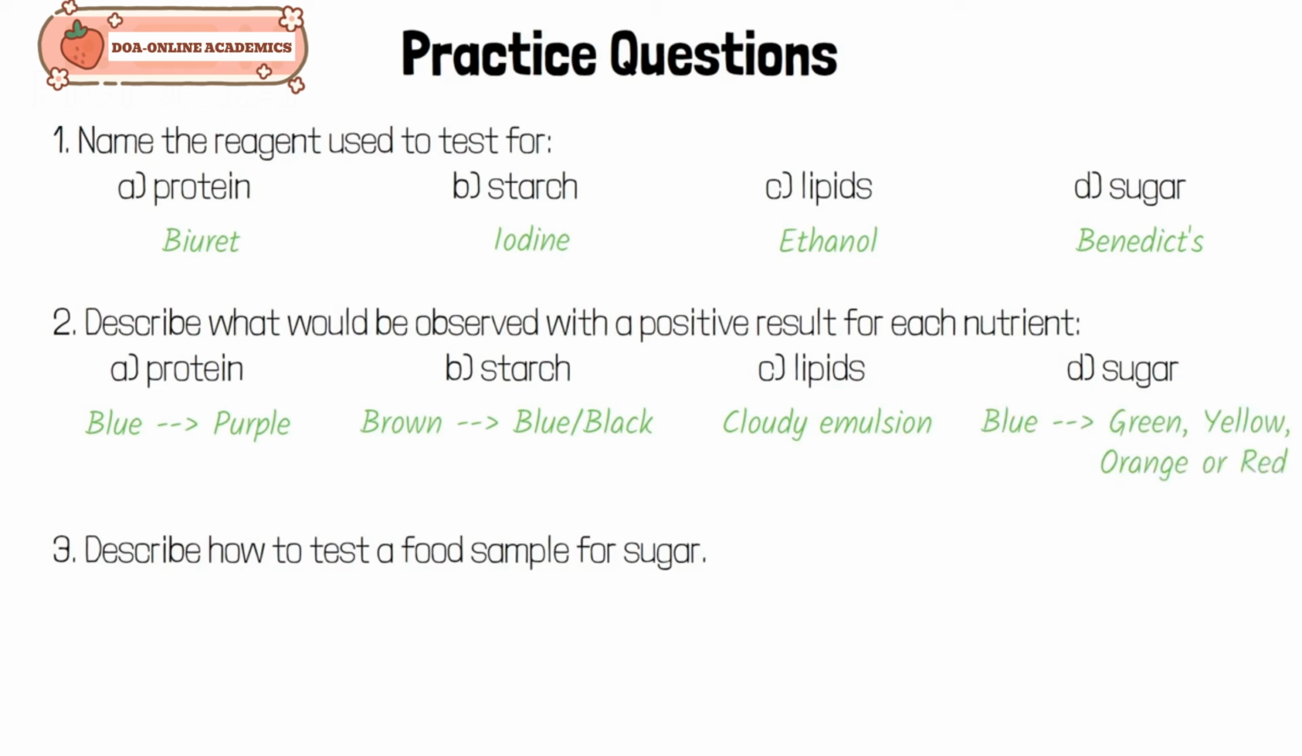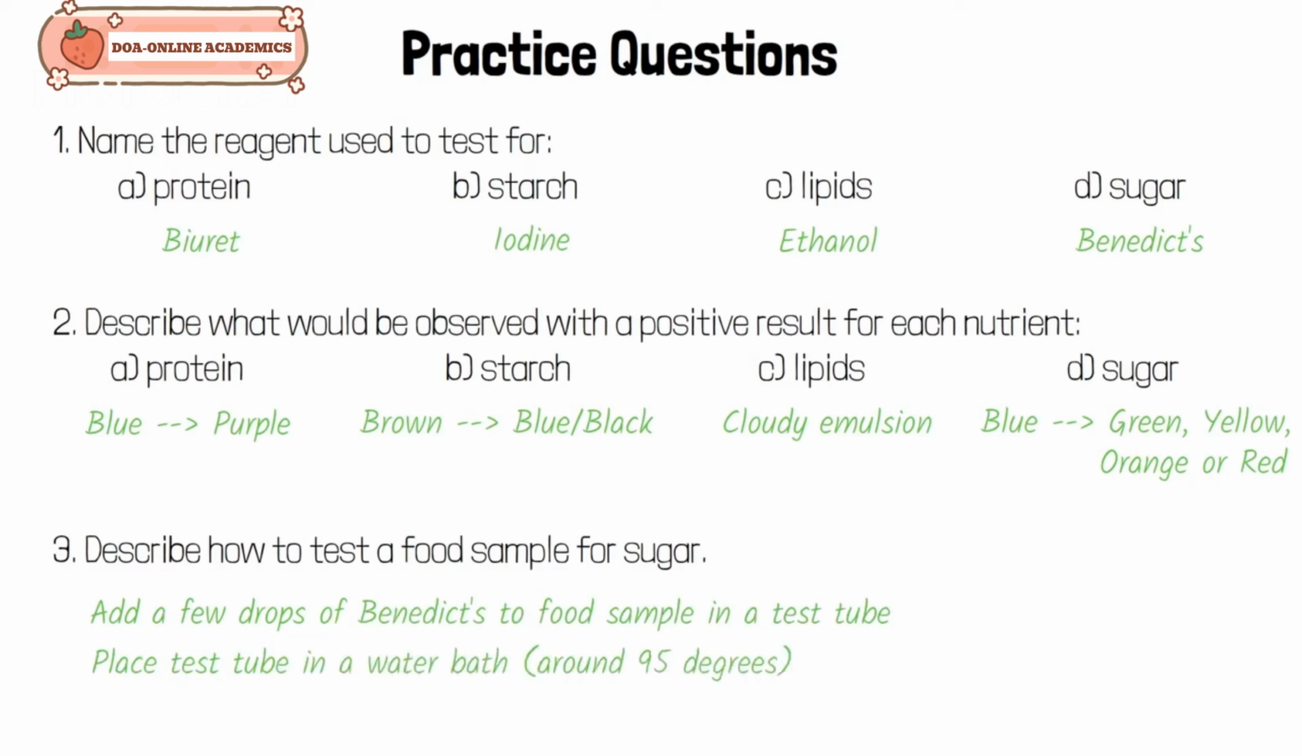To test a sample for reducing sugars, we add a few drops of Benedict's to the sample in a test tube. We then place the test tube in a water bath, allowing it to heat up to around 95 degrees, and we observe the color change.